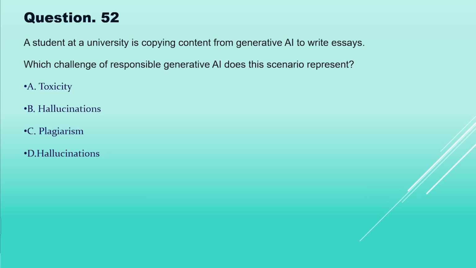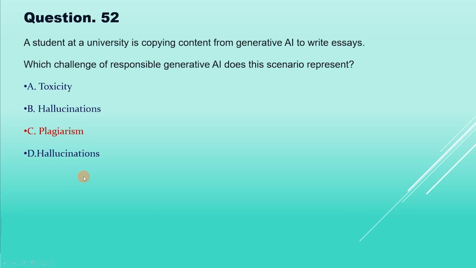And the correct answer here will be option C, plagiarism. It is because the content that is generated by AI is not considered your own original work, and it is just a rewritten version of existing content that won't be properly referenced. So it is a form of ghostwriting, and this complete scenario is called plagiarism.